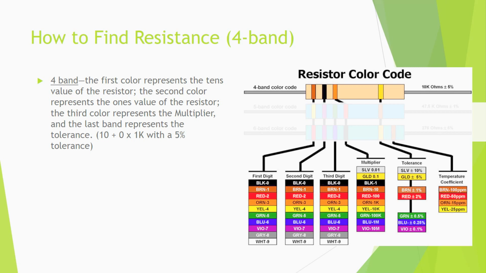Finding the resistance of a resistor is very easy. There are three types of markings that you'll find on a resistor: a 4-band color code, a 5-band color code, and a 6-band color code. The first type, the 4-band color code, is very simple to read.